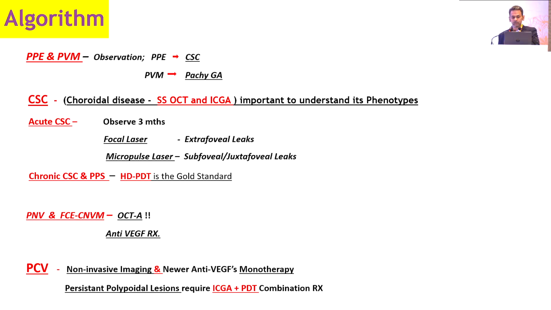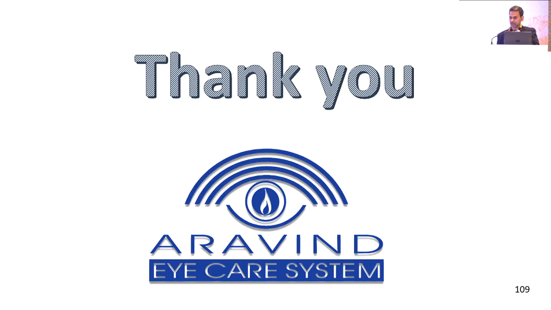The criteria are yet to be defined with uniform parameters, but for chronic CSC and peripapillary pachychoroid syndrome, half dose, half fluence PDT is the gold standard currently. For pachyneovasculopathy and FCE-associated CNVM, OCTA is very important, sensitive and specific to pick it up, and for anti-VEGF therapy only a few injections are sufficient. PCV is now moving to non-invasive imaging, and newer anti-VEGF monotherapy is the first line, and if there is a persistent polypoidal lesion, go for ICG and combine PDT as a rescue therapy. So thank you for your kind attention.